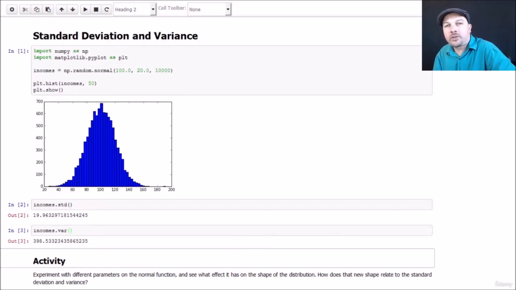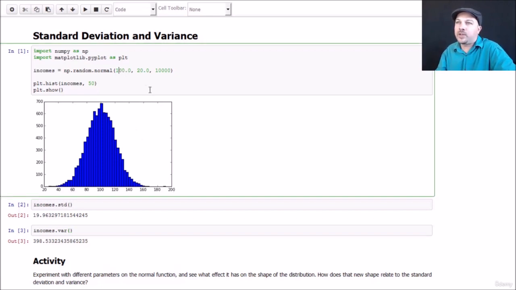Now I want you to dive in here and actually play around with it, make it real. So try with different parameters on generating that normal data. Remember, this is a measure of the shape of the distribution of the data. So what happens if I change that center point? Does it matter? Does it actually affect the shape? Why don't you try it out and find out?